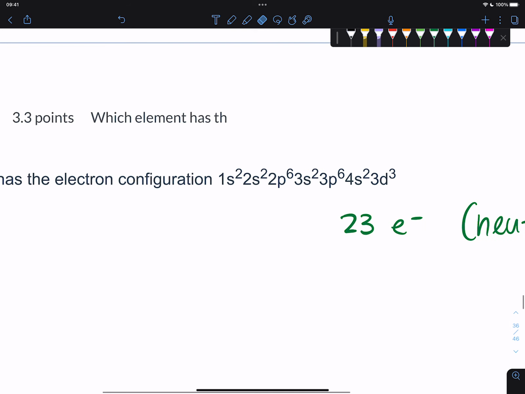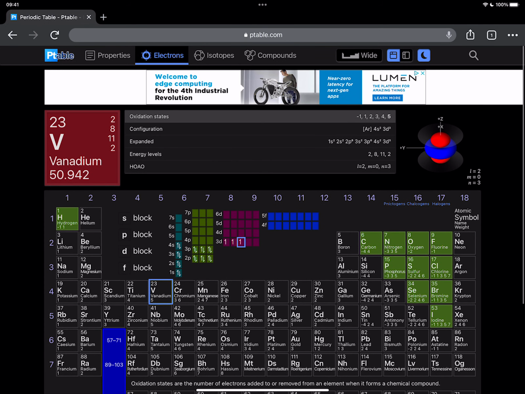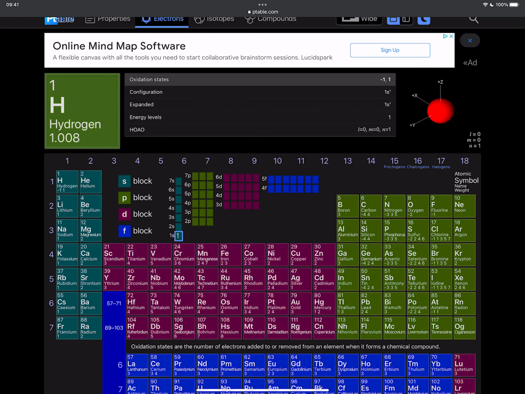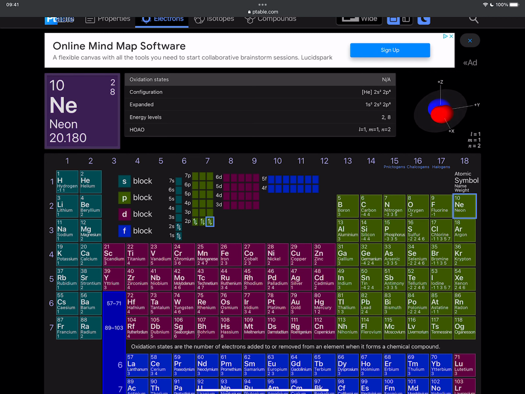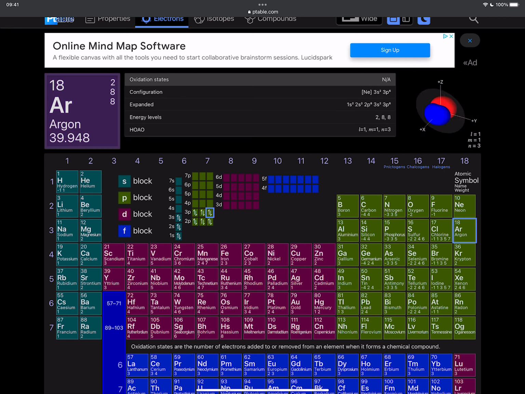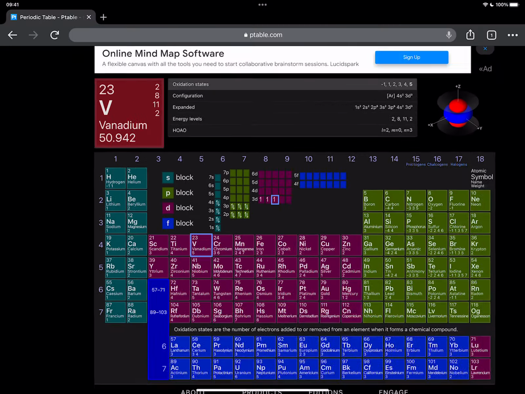The way that you can figure it out quickly is you can just count up all the superscripts. However, you could also just point it out with your fingers on the periodic table. So here's what it looks like if you were to do it that way. Go back here, P table. Okay, so if you were to count it out, it'd be 1s2, that gets you all the way to helium. Then you get 2s2, that gets you to beryllium. 2p6 gets you down to neon. 3s2, 3p6, 4s2, 3d3. Verify that that makes sense there, and that's how you do it.